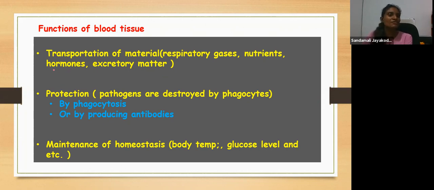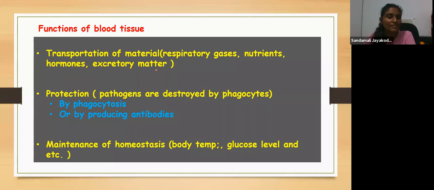And then hormones, they are produced in some different glands, only a few glands in our body. But those hormones are transported through our body to carry out different functions. As an example, growth hormone is produced in a gland, but that hormone acts here and there in our body to grow us. So it is transported by this blood tissue. And excretory matter is also transported to the kidney to remove it out of the body.